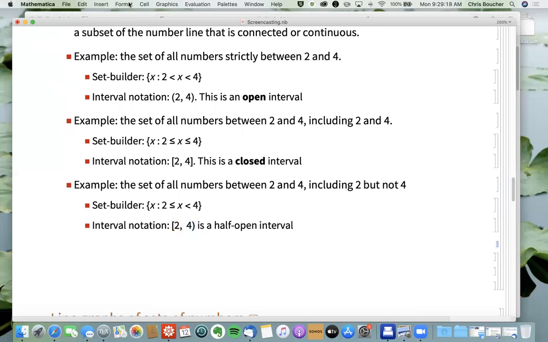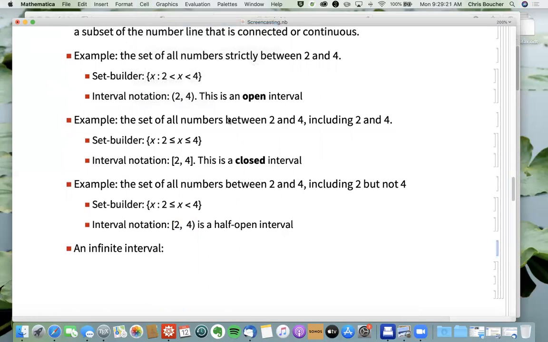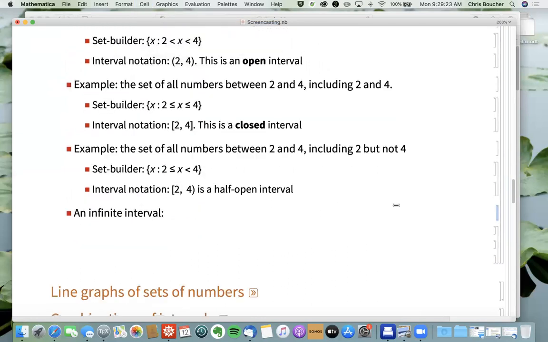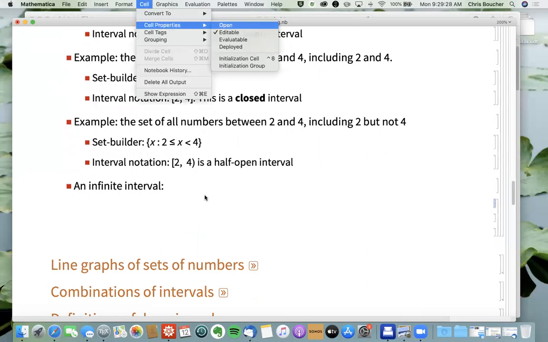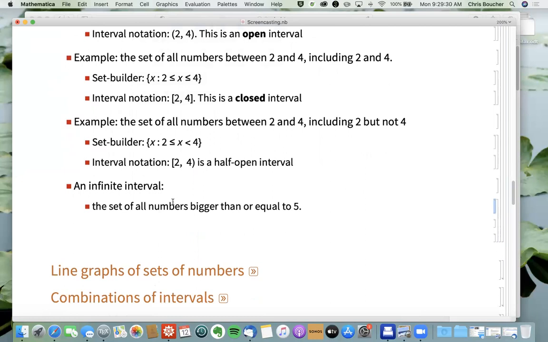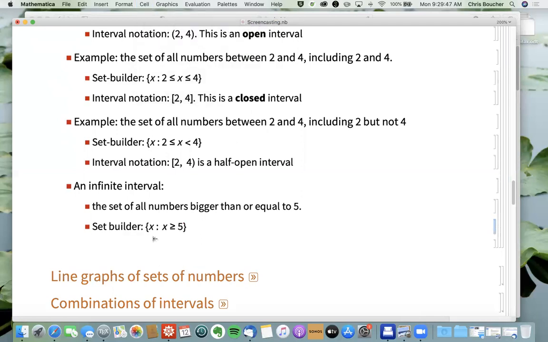And we can use this methodology to talk about infinite intervals as well. For example, the set of all numbers bigger than or equal to 5. Again, I mentioned this before, but just to repeat, this is not just 6, 7, 8, 9. It also includes all the decimals, like 6.4 and 7.52 and so forth. In set builder notation, again, not a big deal. Set of all x such that x is bigger than or equal to 5.